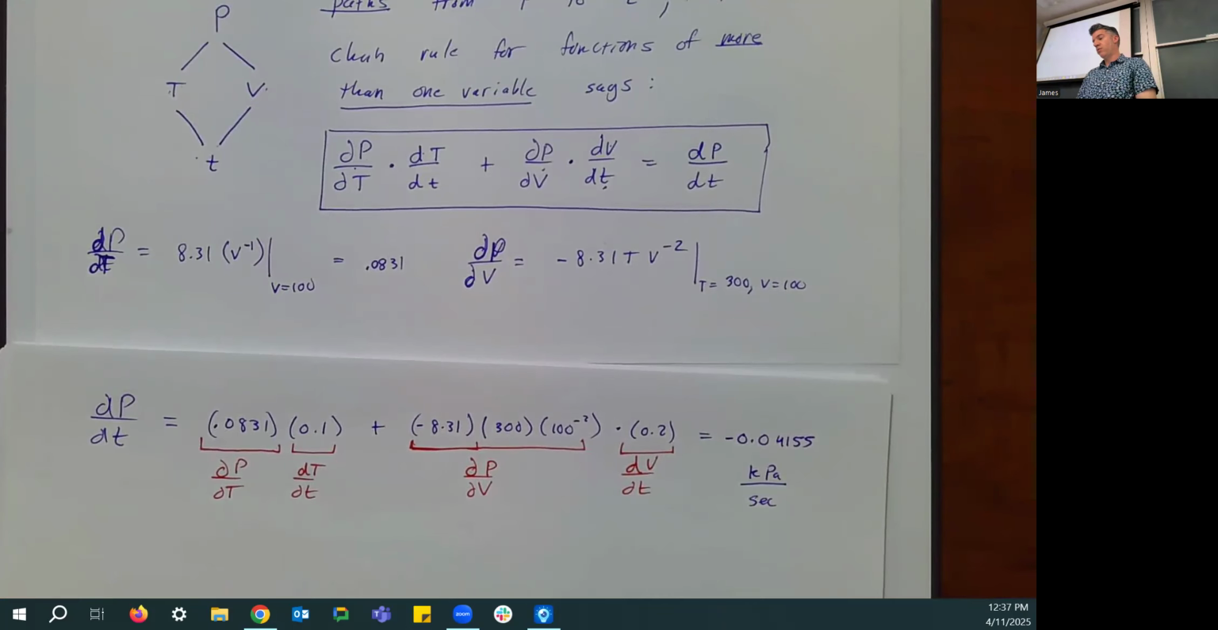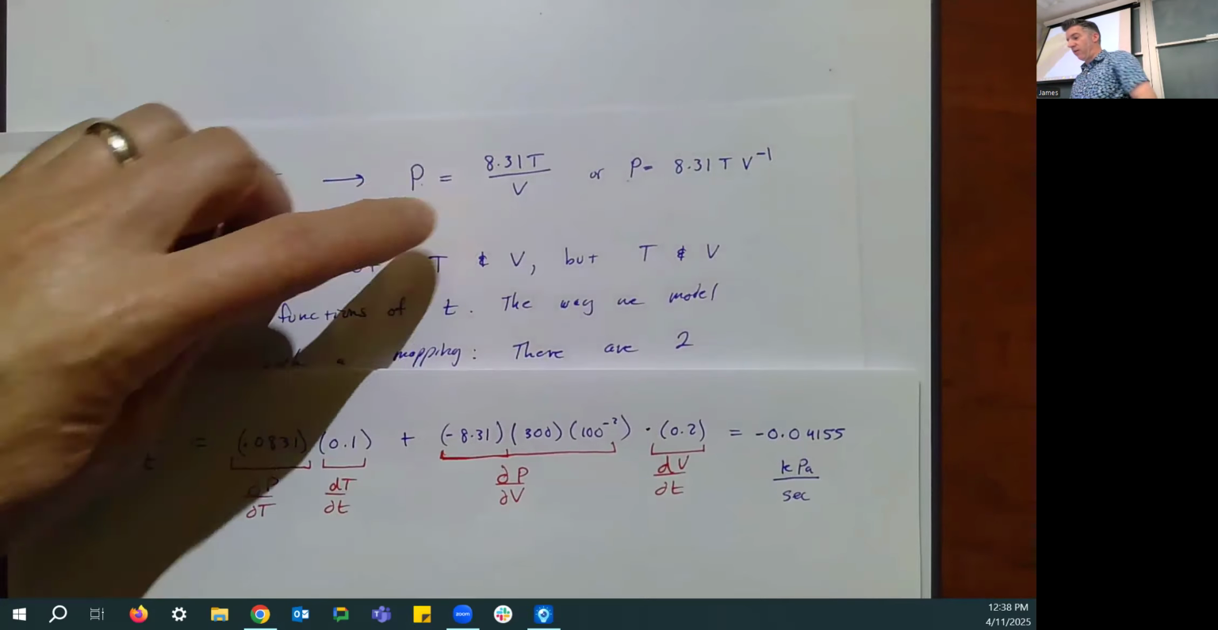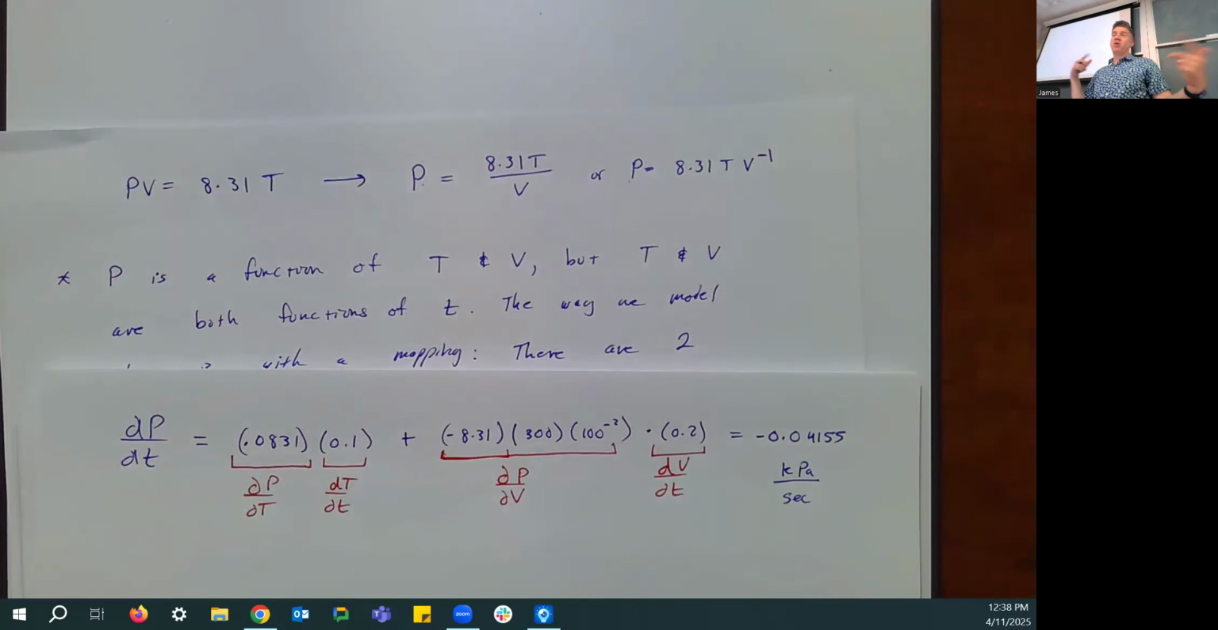So if we increase both the volume and the temperature at these particular rates at these particular values, we end up decreasing the pressure. Okay, that seems plausible, right? If the pressure is equal to 8.31 times the temperature divided by the volume, well, increasing both of them could end up with either the pressure increasing or decreasing, right? It's not super clear from the get-go until you actually plug in the numbers.